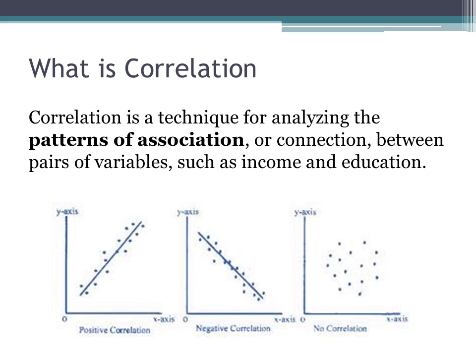So let's talk about the word correlation. Correlation is a technique for analyzing patterns of association or connection between pairs of variables such as income and education. When you see a grouping like this one on the left, this is a positive correlation. The middle one is a negative correlation. Notice that the axis line is going downwards. And then over here with this scattered group of dots, there is no correlation.